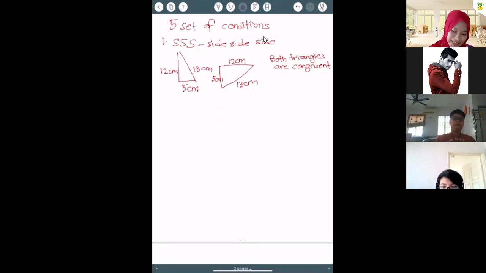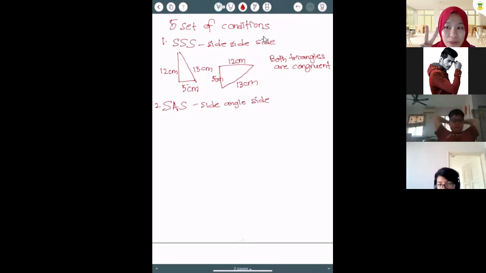SSS. Okay, let's look at the second rule. What is the second rule? Remember this. SAS. What does SAS mean? It means side, angle, side. You can tell that two triangles are congruent if they have two corresponding sides and one included angle having the same value.